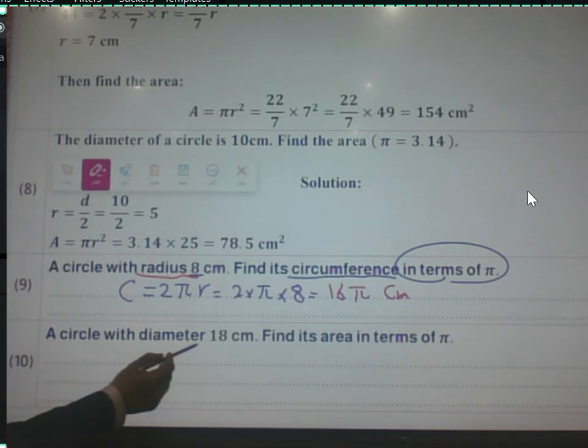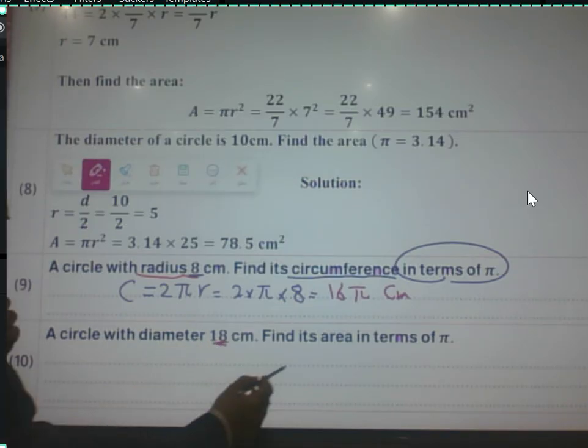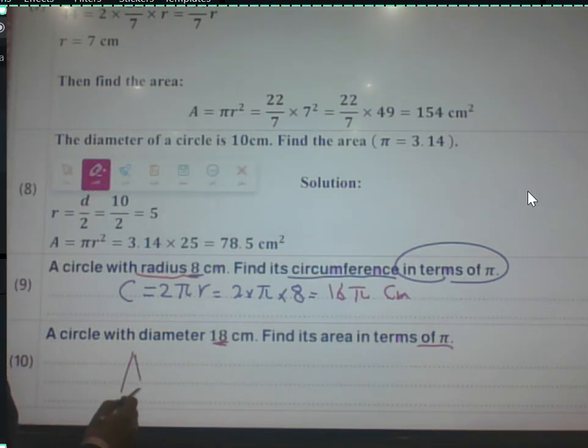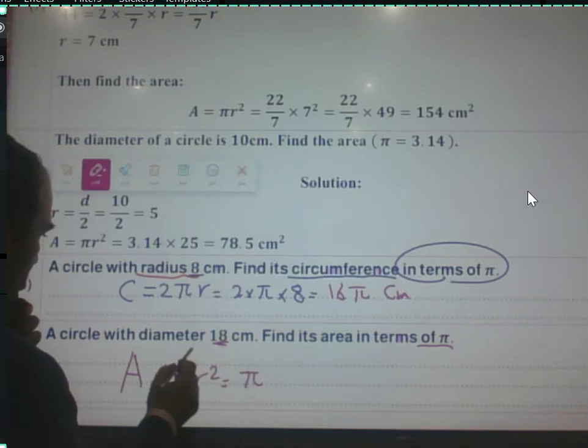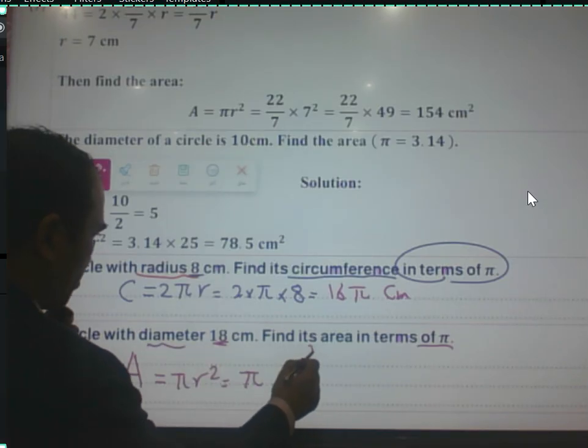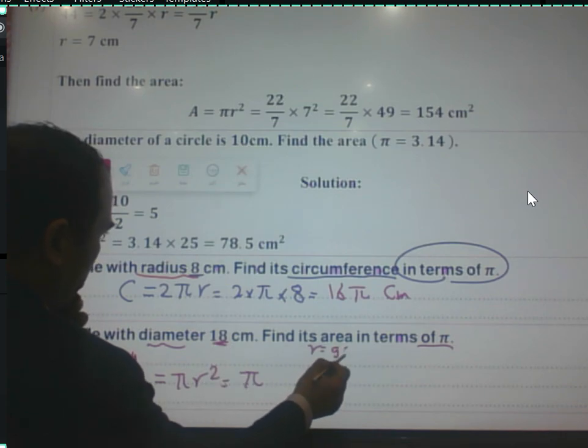A circle with diameter 18 centimeters. Find its area in terms of pi. We know the area equals pi r squared. It's a direct question. Pi here, pi times. Look at the diameter, it was 18. Then the radius will be half of 18, equals 9 centimeters.